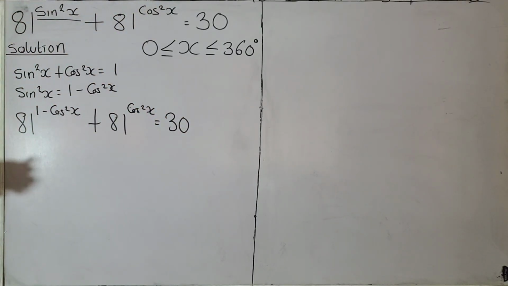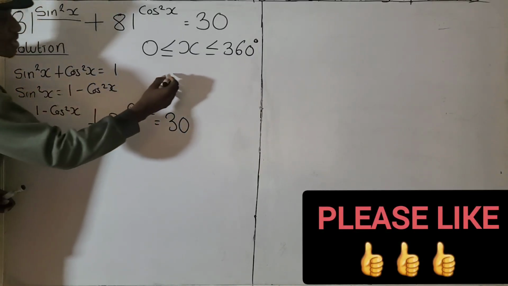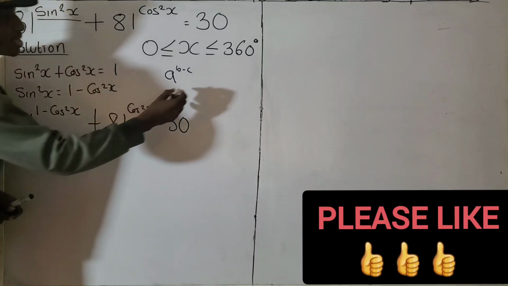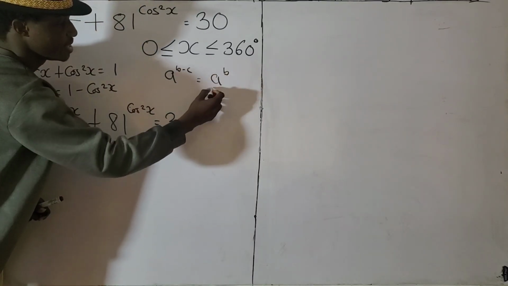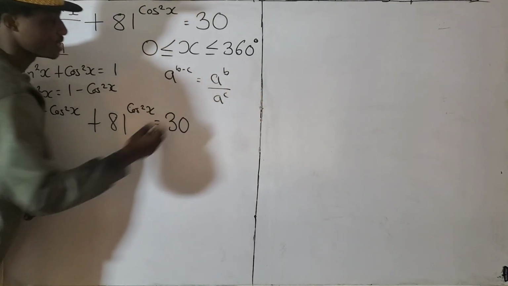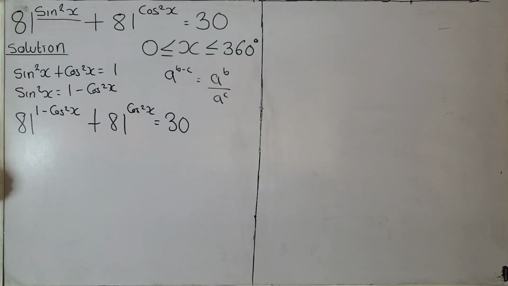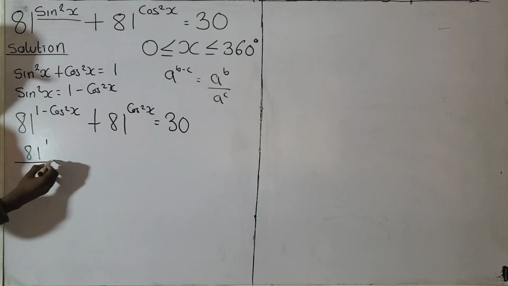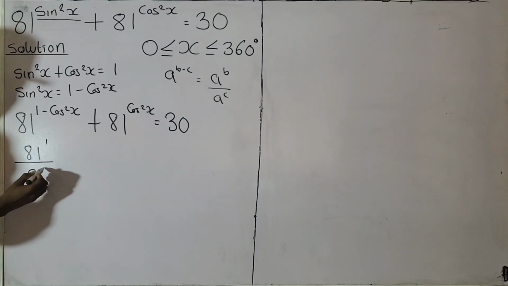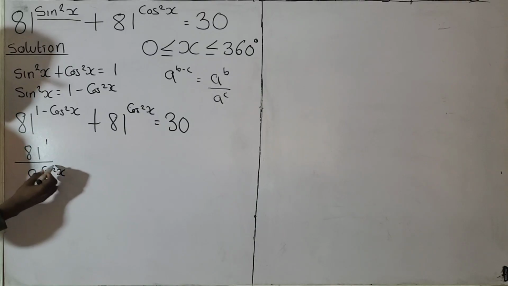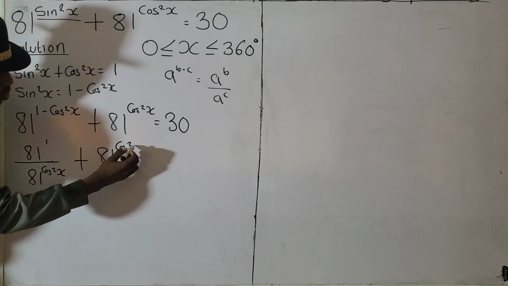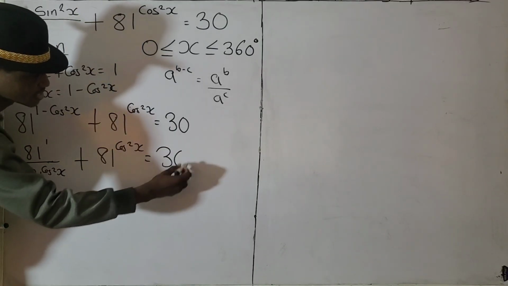Okay, when you get to this point, do not forget that if you have a raised to the power of b minus c, this can be written as a raised to the power of b divided by a raised to the power of c, right? So I'm going to use this law here. This can be written as 81 raised to the power of 1 divided by 81 raised to the power of cos²x, plus 81 raised to the power of cos²x. This will be equal to 30.